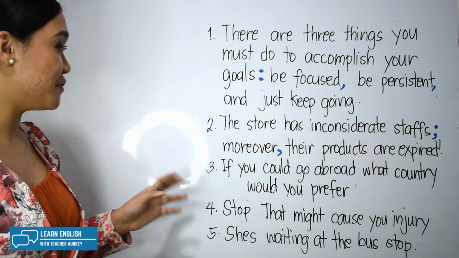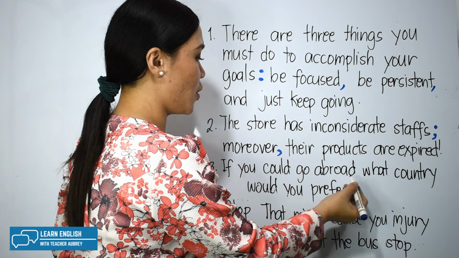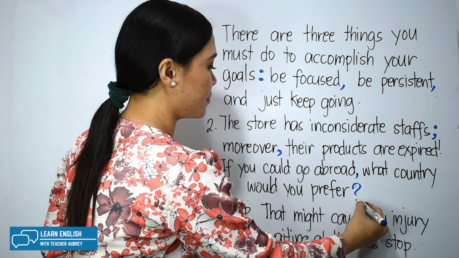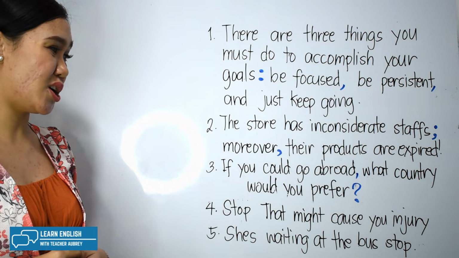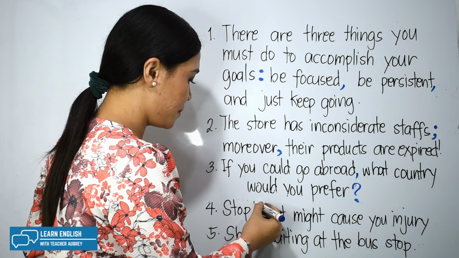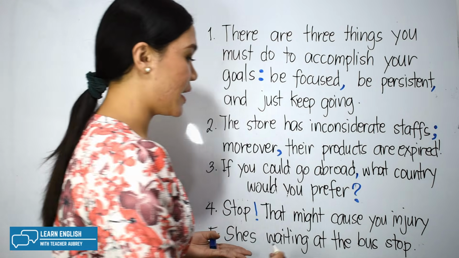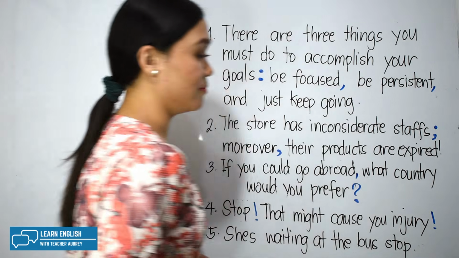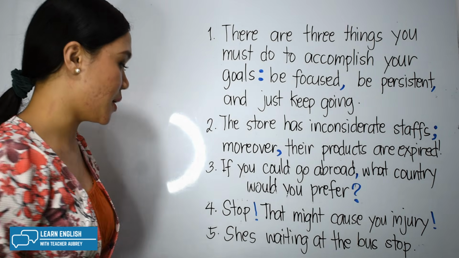Okay? Number 3, if you could go abroad, what country would you prefer? If you could go abroad, comma, what country would you prefer? Question mark. Number 4, stop that might cause you injury. Stop that shows or that conveys a strong emotion. Stop that might cause you injury. Pwedeng tuldok, pwedeng exclamation.